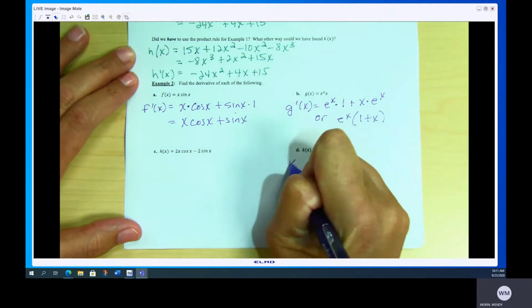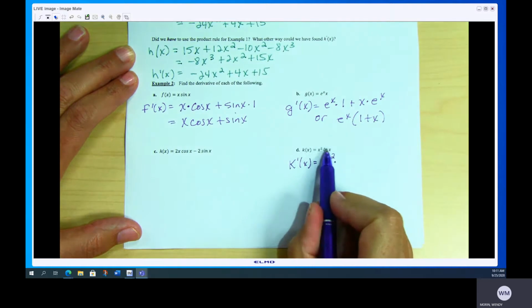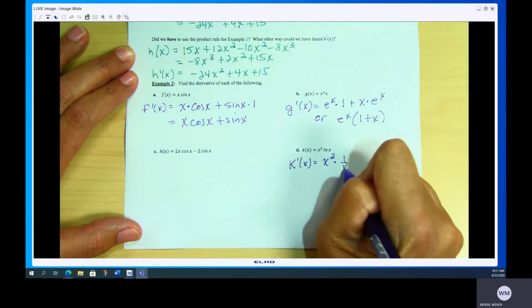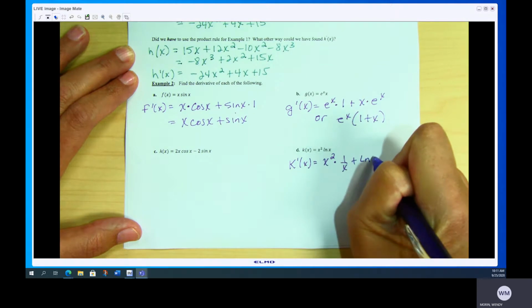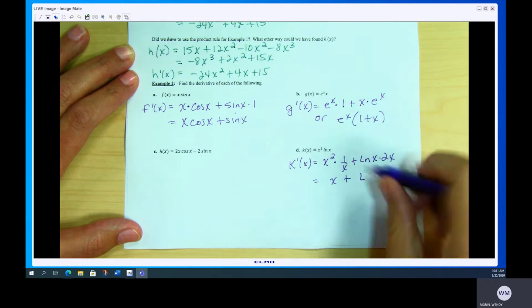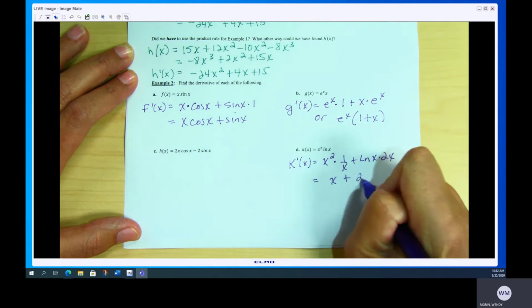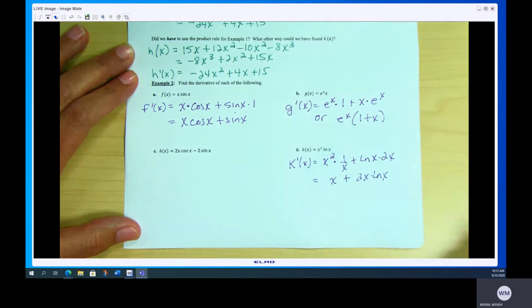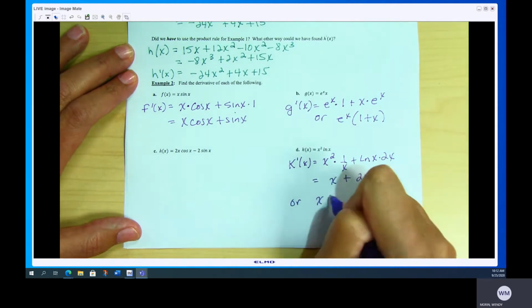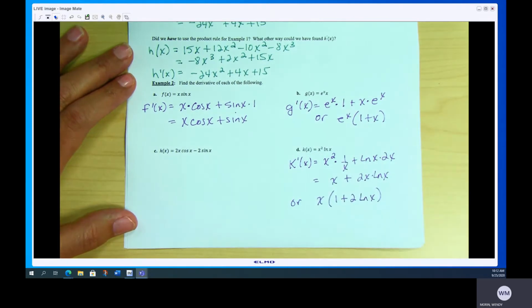Okay, let's check your answer. The first times the derivative of the second, you have to memorize that as 1 over x, plus the second times the derivative of the first. So simplify, I'm going to put the 2x in the front just so we don't get confused with this product here, 2x times the ln of x. Or another possible answer on the multiple choice could look like this. Okay. All right, let's try C. This one's a little bit harder.